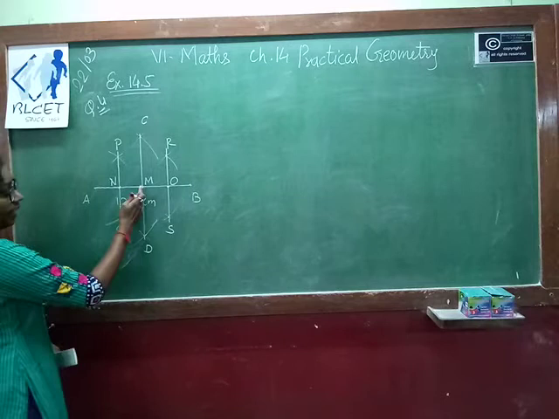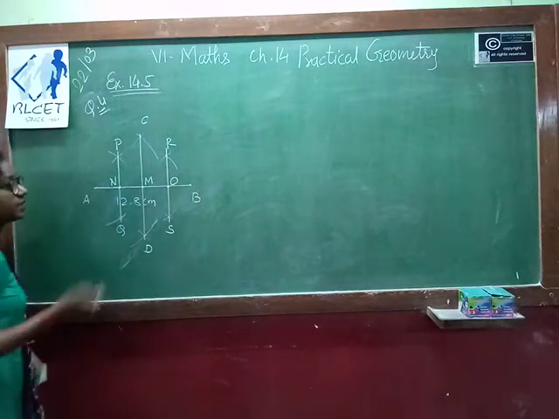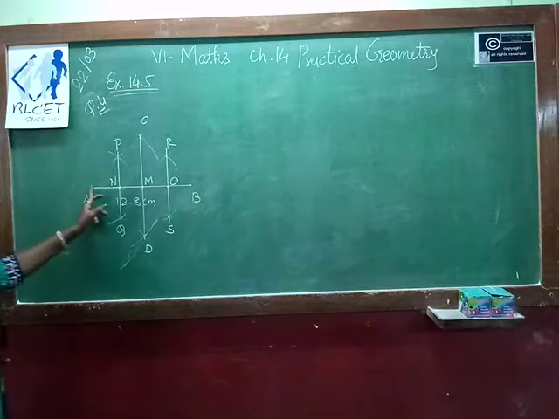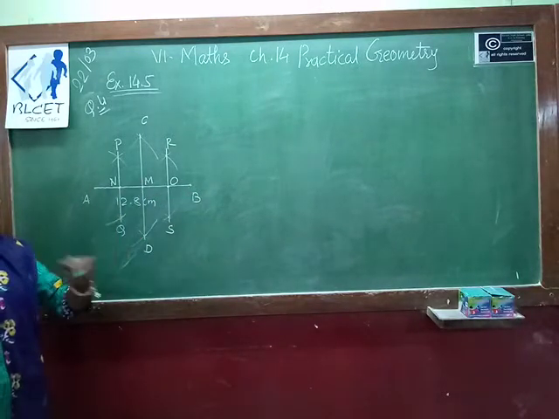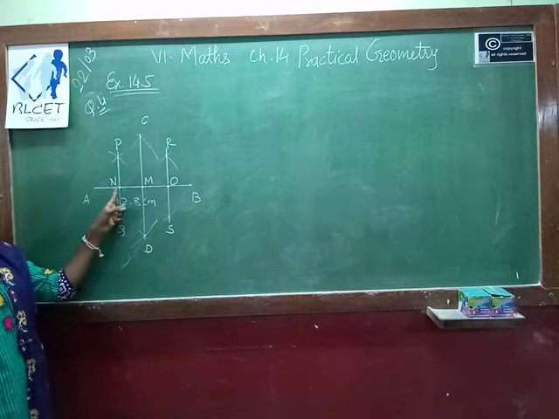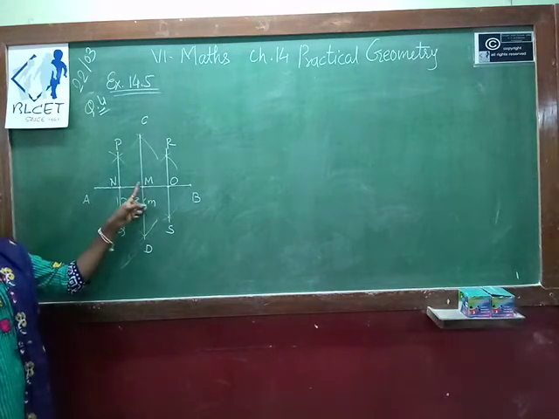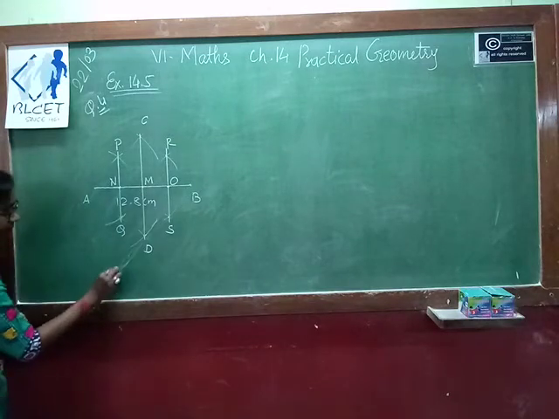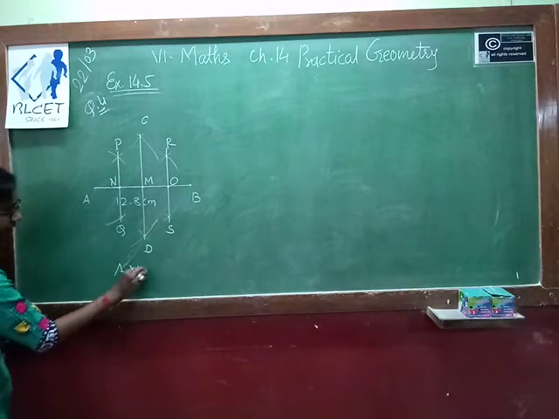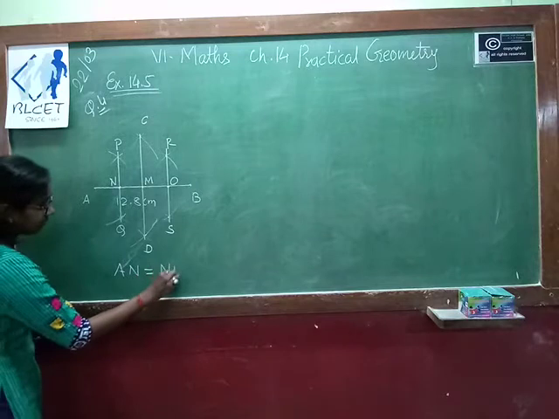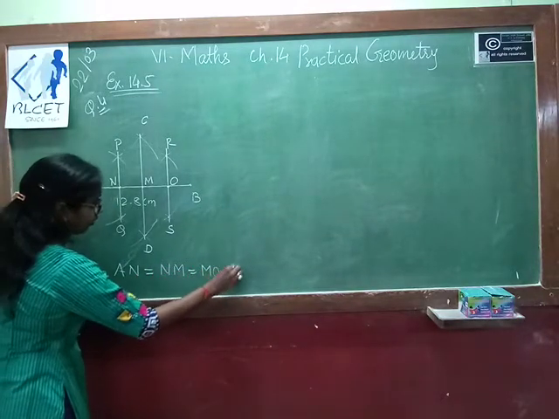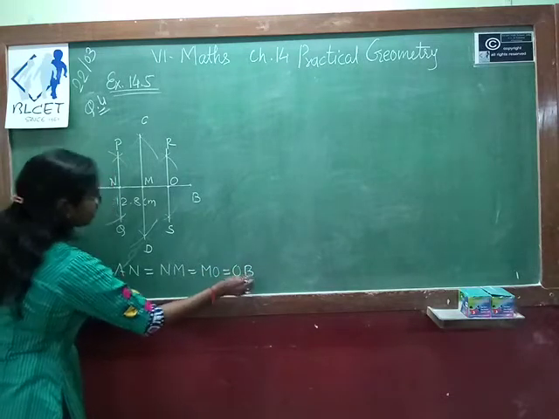It means MO is equal to OB. So now the whole line segment AB is divided into 4 equal parts. First part is AN, then NM, then MO and then OB. So what we can say over here? AN is equal to NM is equal to MO is equal to OB. All the 4 parts are equal.